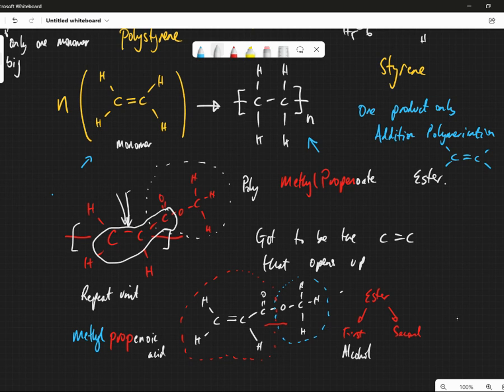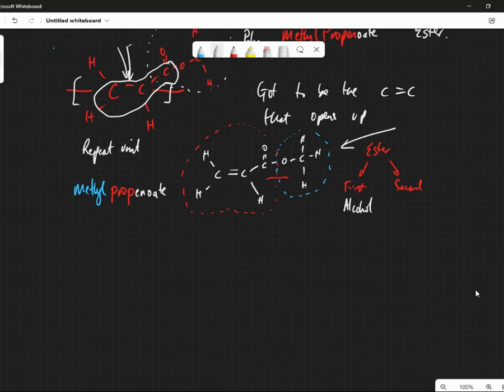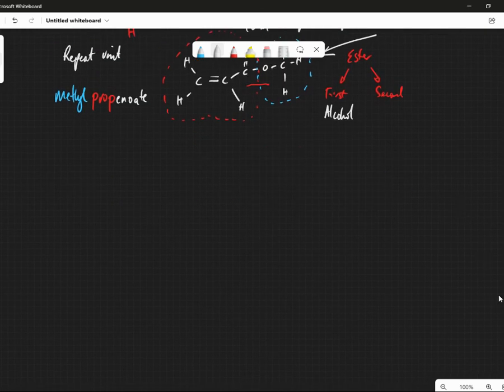So this monomer here, the one I picked here, is called methyl propenoic acid. Okay, I'm sorry, what am I talking about? It's called methyl propenoate, propenoate, because it is an ester. All right, that was just an example of our monomer. Okay, so let's do a few more examples.